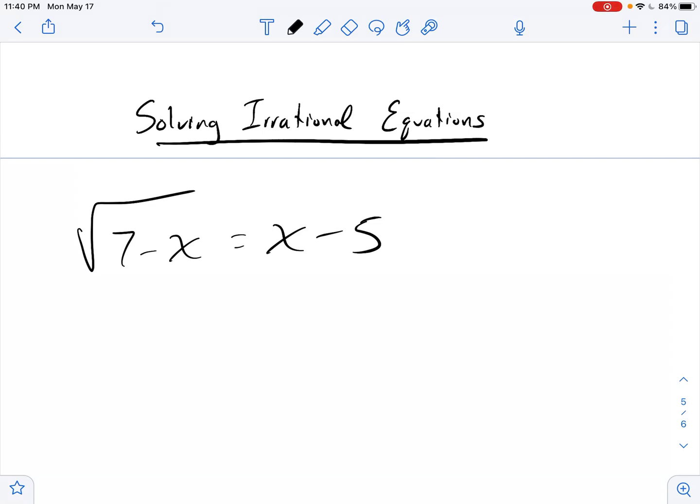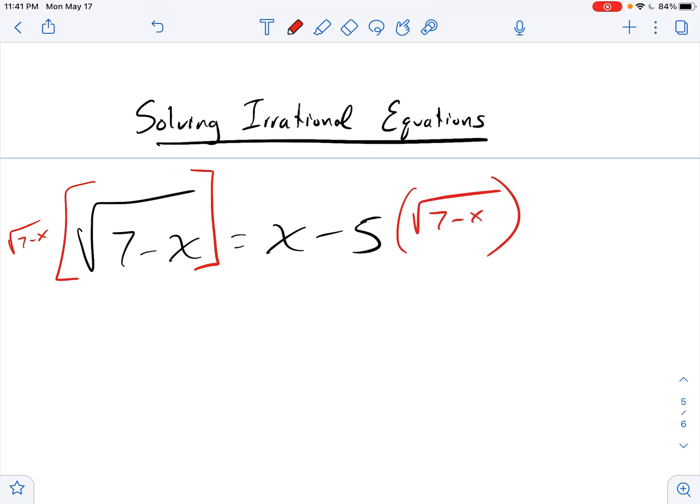Solving irrational equations. We're going to employ the fact that we can do something to both sides that will get rid of this radical. If I multiply both sides by root 7 minus x, I would get rid of the radical on this left side. But I wouldn't necessarily get rid of the radical on this right side. But if I think about it, root 7 minus x is the same thing as x minus 5. So couldn't I just multiply this right side by x minus 5?